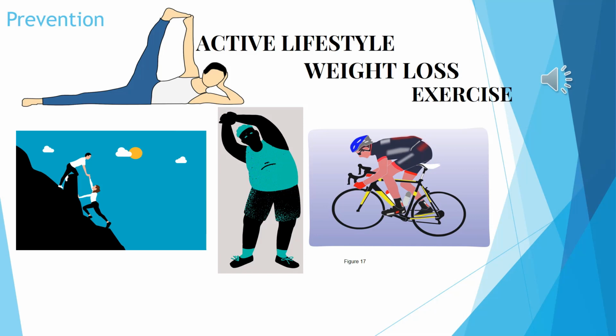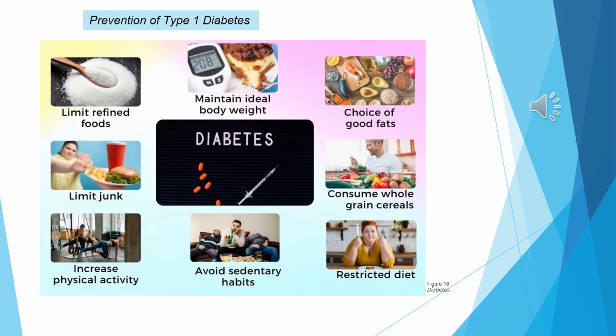Currently, there is no known way to prevent or cure type 1 diabetes. However, research is ongoing to explore potential prevention strategies such as immunotherapy and early detection of autoantibodies.